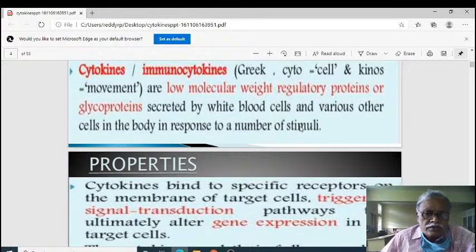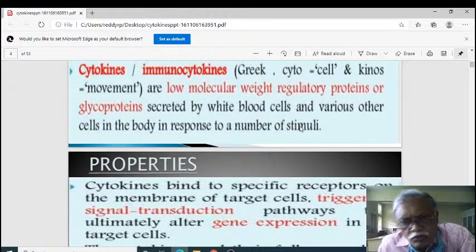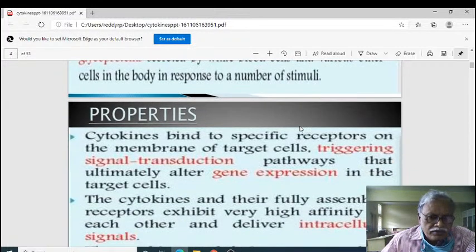The cytokines, immunocytokines, in Greek, cyto means cell, kinos means movement, and low molecular weight regulatory proteins. They are the low molecular weight regulatory proteins, or they are the glycoproteins secreted by white blood cells and various other cells in the body that respond to a number of stimuli, that is due to infection.